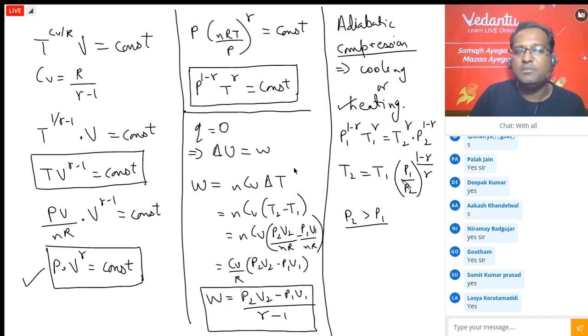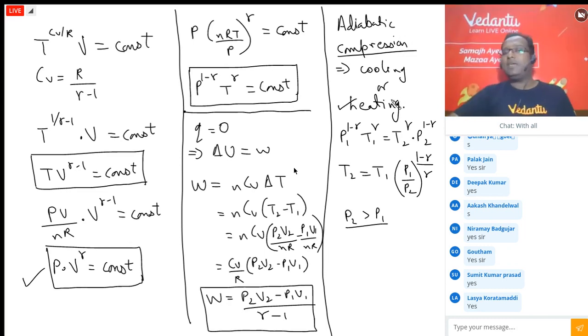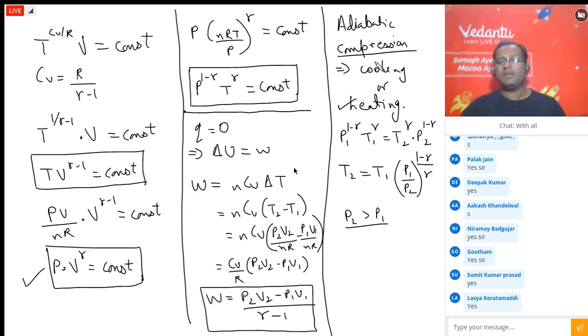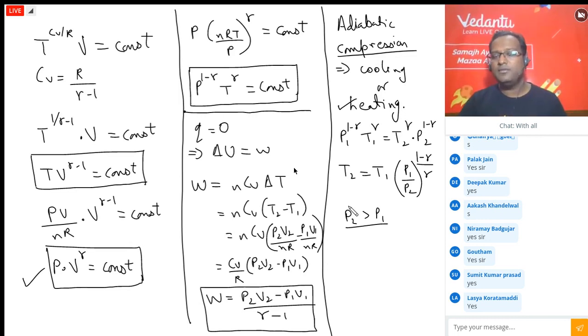So adiabatic compression means heating and adiabatic expansion would mean cooling. Sir, why are we talking about this here only? We did not talk about this in isochoric, isothermal, isobaric, whether compression means heating or expansion means cooling. There it was obvious. If it is isothermal expansion, temperature is not changing. If it is isobaric expansion, volume increases, so temperature increases. But here, because the governing equations are not so direct, we cannot give a direct answer. So this is an important thing you should remember. Adiabatic compression means heating and adiabatic expansion means cooling.